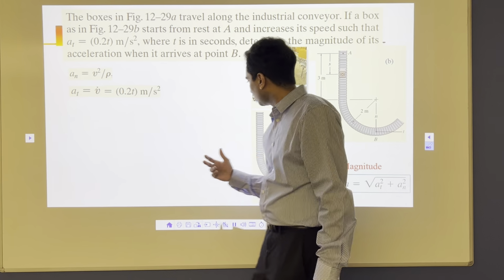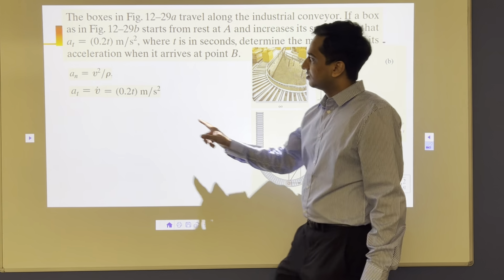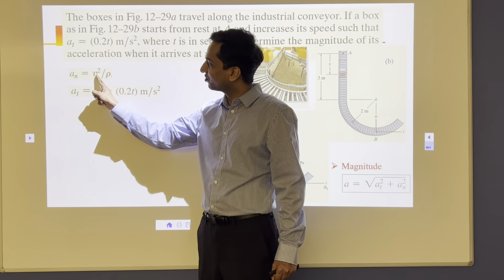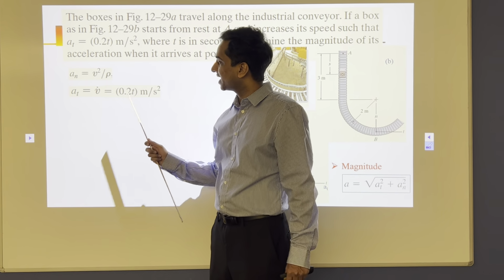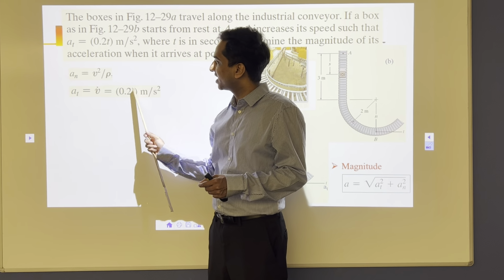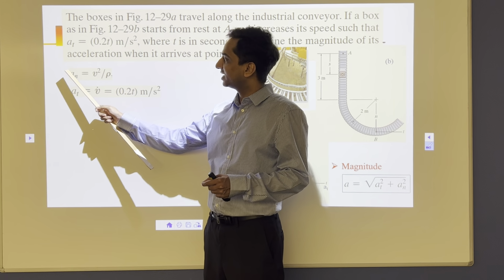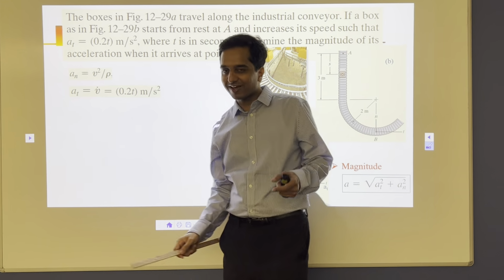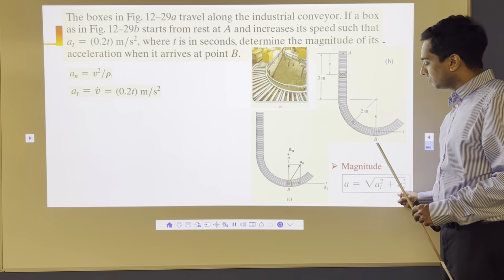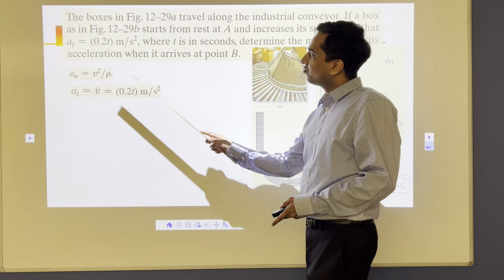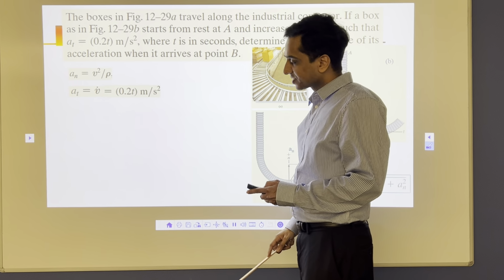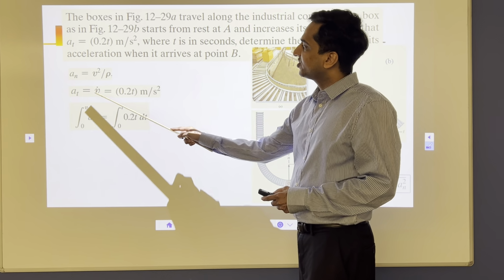It means we have to solve this problem for velocity. We need to know the velocity at point B, and we want to know the total time for the journey from A to B. If we can find the velocity and time, we can get values for AN and AT. Once you have AN and AT, we can solve the problem. So now, to find the velocity and time, I'm going to use this relationship.